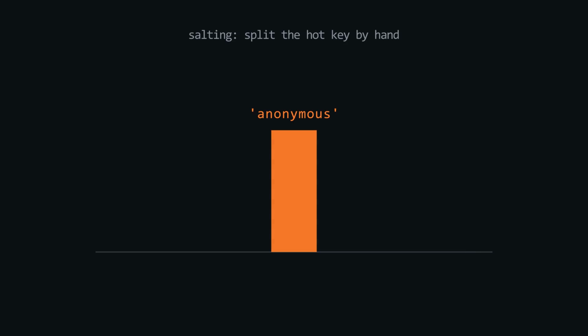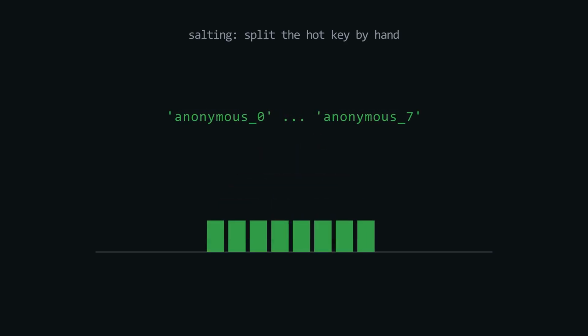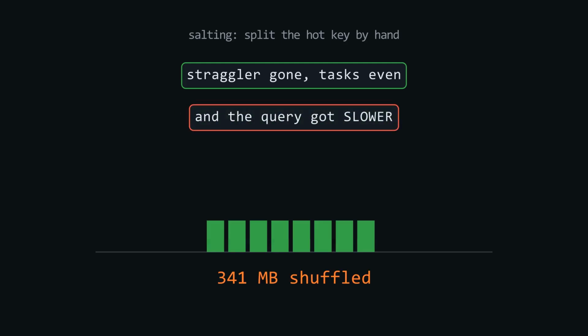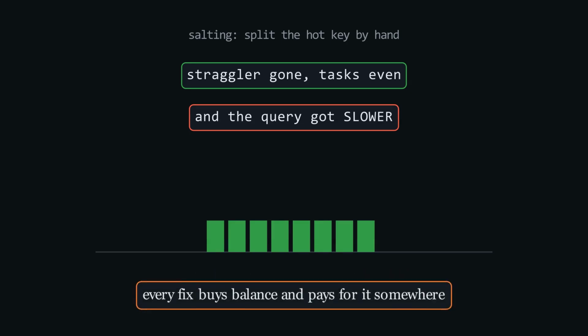The technique everyone reaches for is salting. Split the hot key into buckets by hand so no single key owns a partition. It works, and I measured what it costs. The straggler disappeared, the tasks came out even, and the query got slower. To split one side, you have to replicate the other, so 341 megabytes of shuffle became 1.6 gigabytes. That is the real lesson here. Every one of these moves buys you balance by paying with something else, and you cannot know whether the trade is worth it until you measure your own stage.